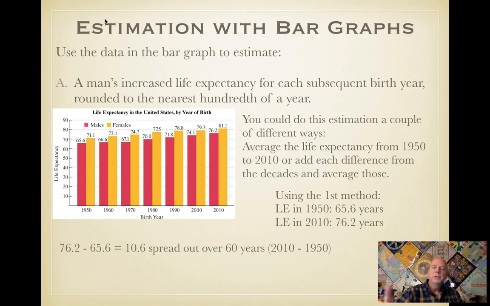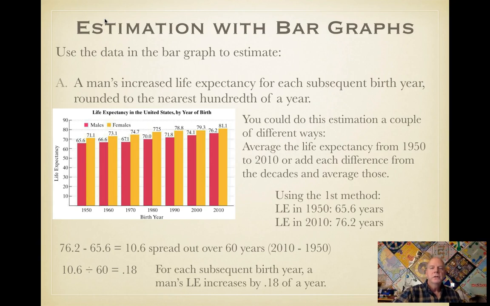From 1950 to 2010 is 60 years. We just subtract those also. And so we're going to do a calculation with those two numbers in it, the 10.6 and the 60 years. We're going to divide those to spread it out over those 60 years. And so 10.6 divided by the 60-year spread gives us 0.18. So in other words, over those 60 years, every year the life expectancy went up by 0.18 years, to add up to that total of 10.6 over the 60 years.